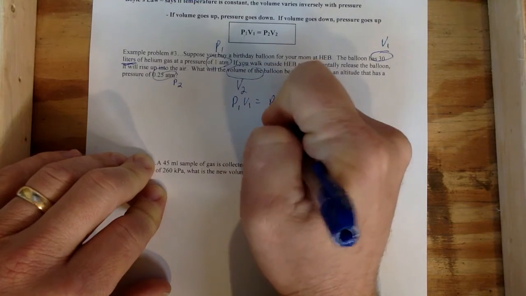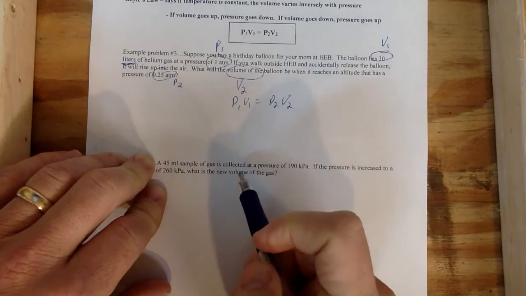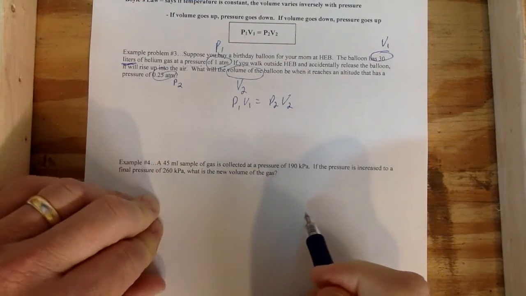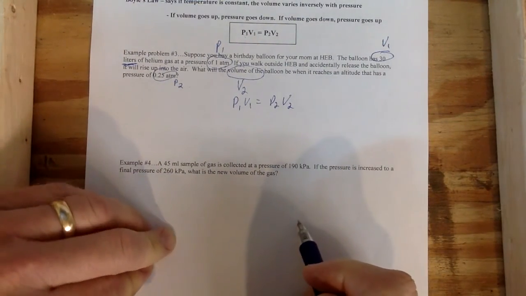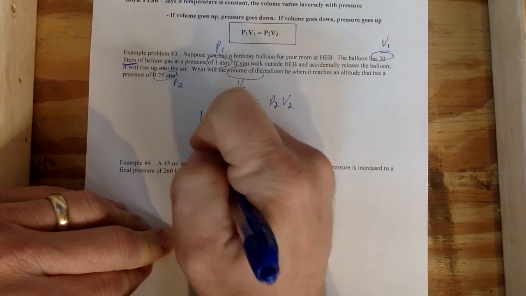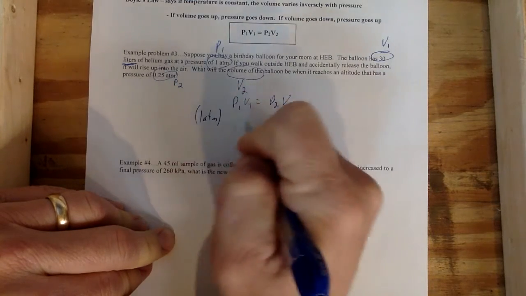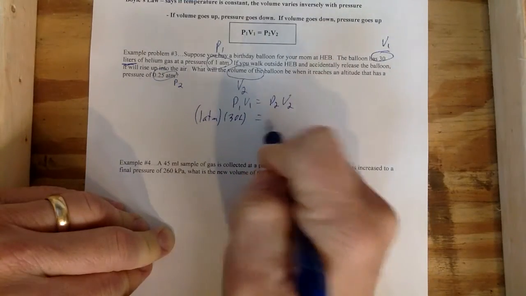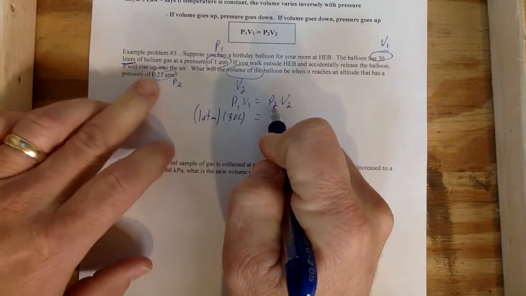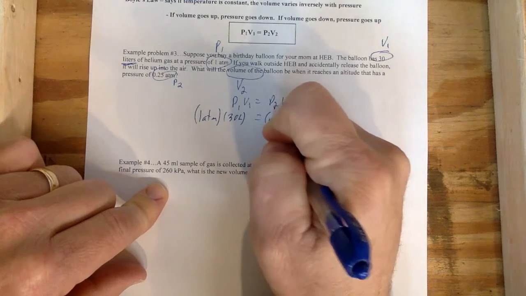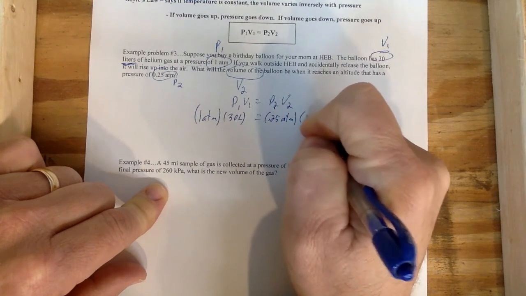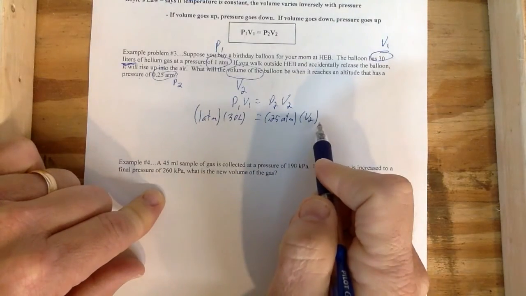P1V1 equals P2V2. Notice my pressure units are both atm. Great, I don't have to do pressure conversions. So now we just plug and chug. My first pressure is 1 atm. My first volume is 30 liters. My second pressure is 0.25 atm. And my second volume, I don't know. That's what I'm solving for.